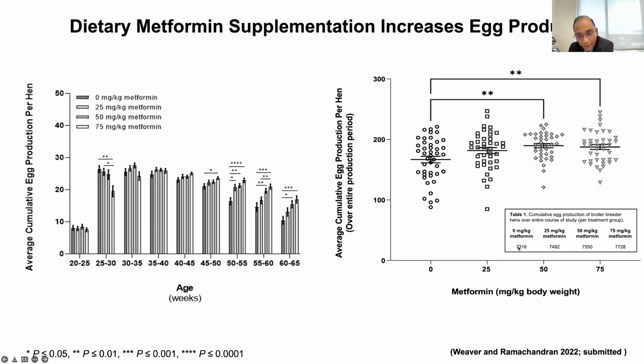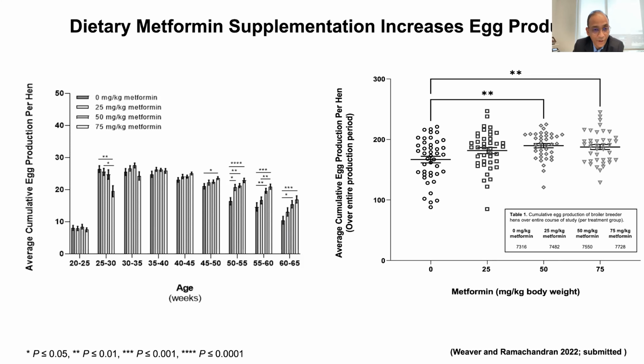So now you may wonder, all right, I've fed the animals with metformin, is it going to affect fertility and hatchability? And my graduate student, Evelyn Weaver, she actually did all the inseminations, artificial. We kept these animals in cages, so we did artificial insemination, and we did not see any decline in fertility or hatchability at all stages, at all times during the trial period.